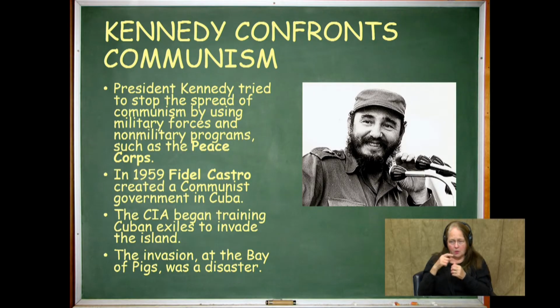So what ended up happening was this. In places like Cuba in 1959, Fidel Castro created a communist government. Castro's close ties with the Soviet Union worried Kennedy because Cuba is about 90 miles away from Miami, Florida. Now, on April 17th, there was this thing that happened that is called the Bay of Pigs. The CIA began training Cuban exiles to invade the island.